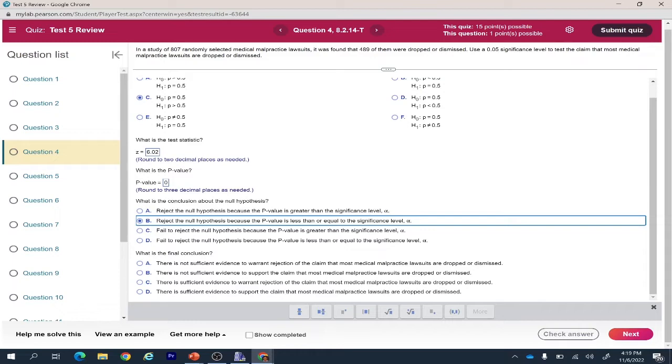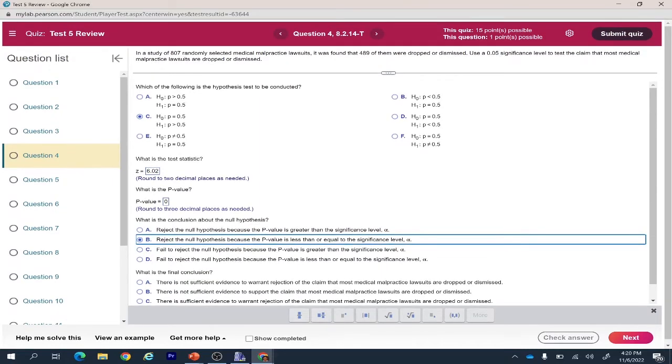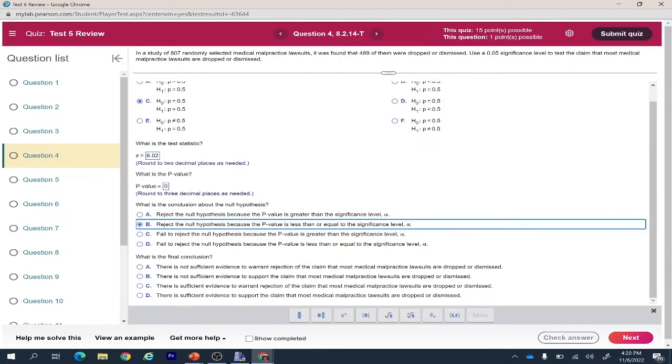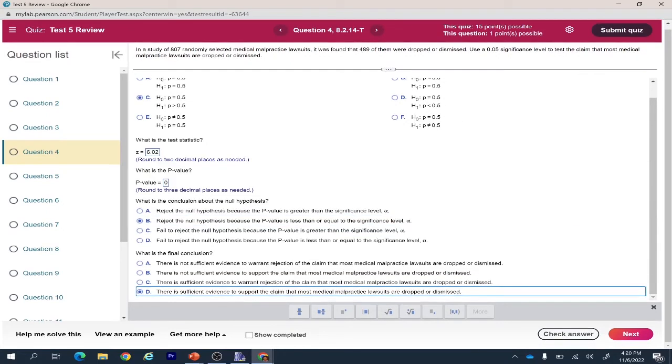or dismissed. So in this case, as you can see here, the p-value is less than alpha, so reject the null hypothesis. The null hypothesis would be equal to 0.5. So the answer is: there is sufficient evidence to warrant rejection of the claim that most medical malpractice. There is sufficient evidence to support the claim that this is the right answer.